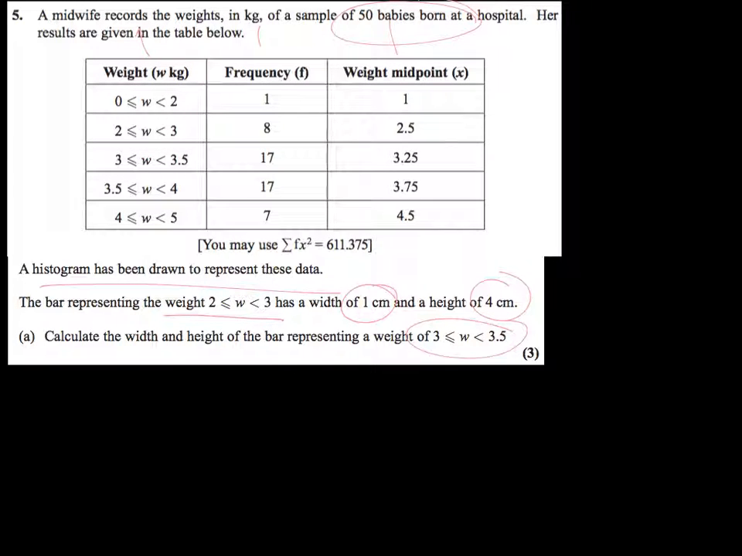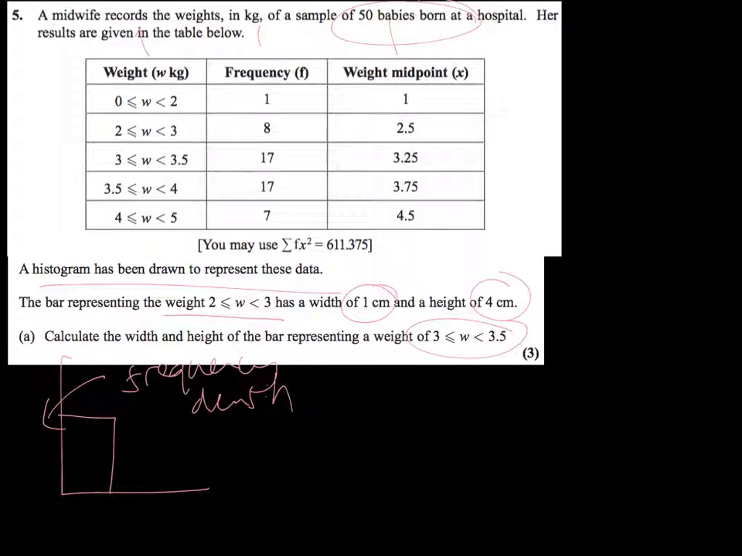So there's a couple of ways to do this. The first one is just to remember that when we are drawing a histogram, what we have actually got on the y-axis is the frequency density. So the frequency density is the frequency divided by the class width. So divided by class width.